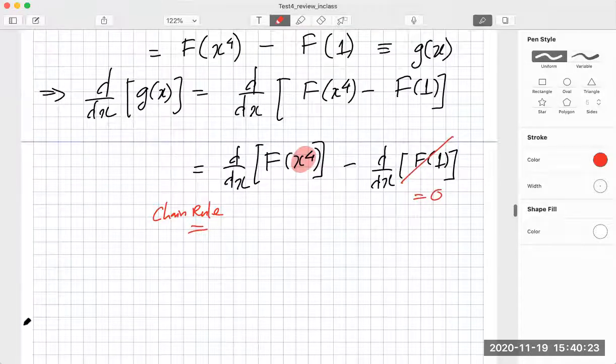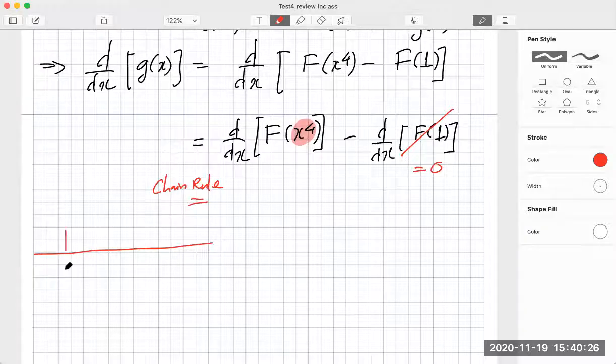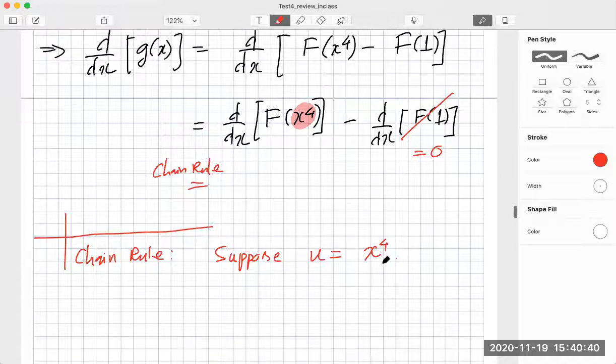If you don't remember the chain rule, let us write it here. Suppose we let u be x to the 4th. Then the function f of x to the 4th is f of u. u is a function of x. Okay? Are you good with that, Dylan and Gary?